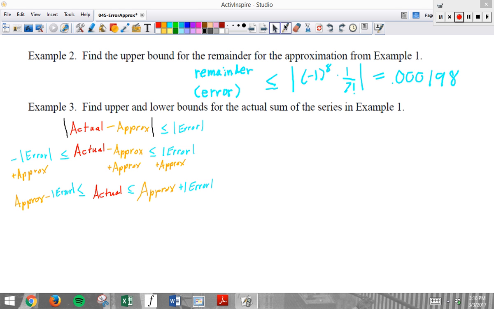So, here we go. The actual value of my series would be bounded above by the approximate value plus that error right up there, and it would be bounded below by the approximate value minus that error up there.